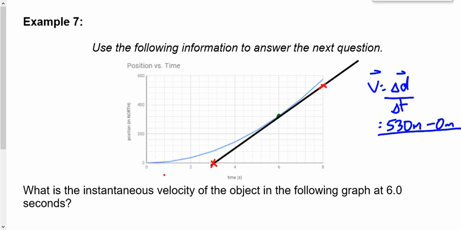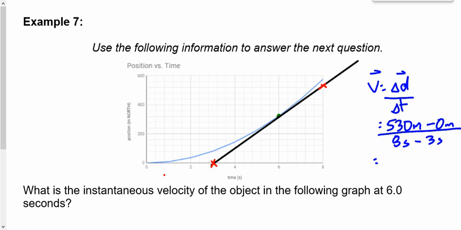Delta t, my final time is 8 seconds. And my initial time is, what are we going up by on the x-axis? 0.4, 2.4, 2.8, what is that, Xander? About 3? So 8 seconds minus 3 seconds. Maybe it's 3.1, I don't know, but it's pretty close, right?